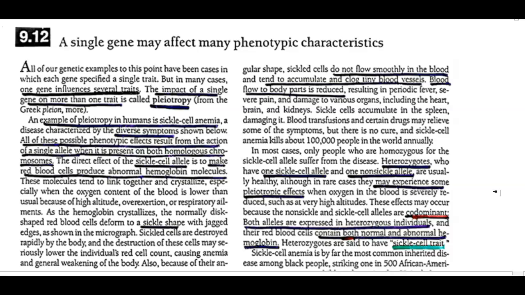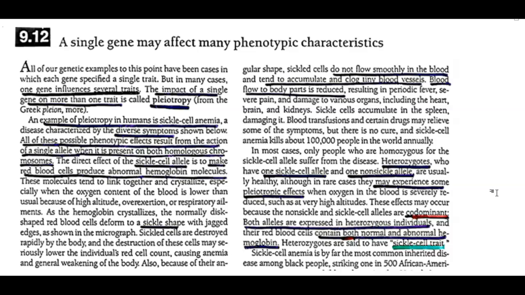Blood flow to body parts is reduced, resulting in a lot of those symptoms: periodic fever, severe pain, and damage to various organs, including the heart, brain, and kidneys. Sickle cells accumulate in the spleen, damaging it. Blood transfusions and certain drugs may relieve some of the symptoms, but right now there is no cure.